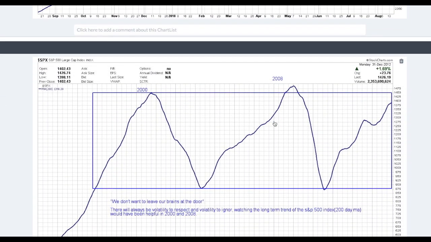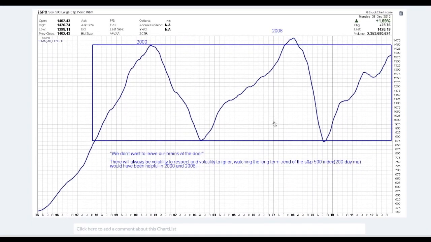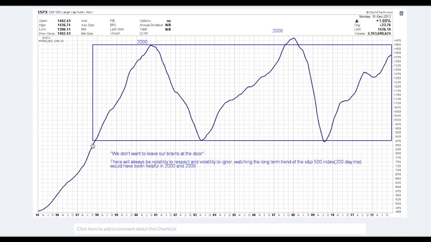Now, we don't want to leave our brains at the door. The 200-day moving average can also be very helpful in determining market tops and the resumption or the ending of an uptrend and the beginning of a downtrend. If we go back and look at the year 2000, you can see the rollover and the downtrend. If you go to 2008, you can see the rollover and the downtrend.